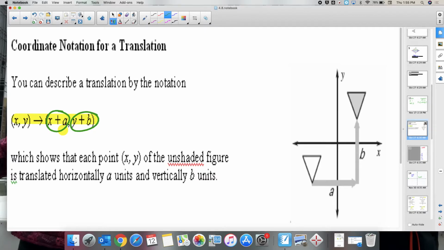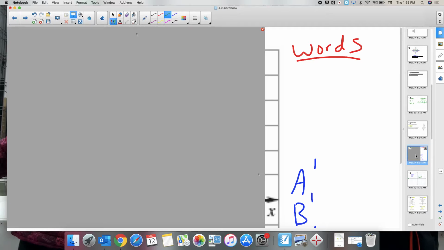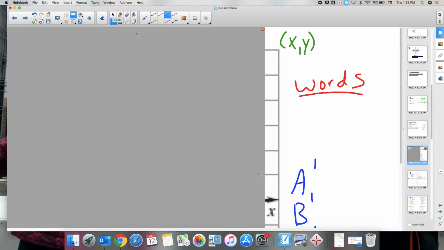So in example 2, it says figure ABCD has the vertices. A is (1, 2). B is at (3, 3). C is at (4, -1). And D is at (1, -2). I want you to sketch figure ABCD and its image after a translation of (x, y) goes to (x minus 4, y plus 2). So what are we actually going to do to our figure then?